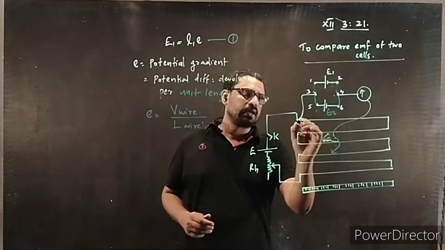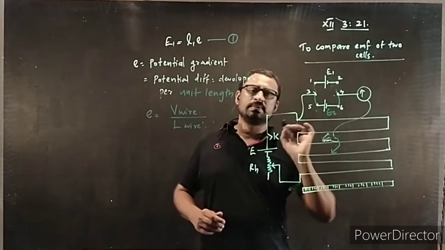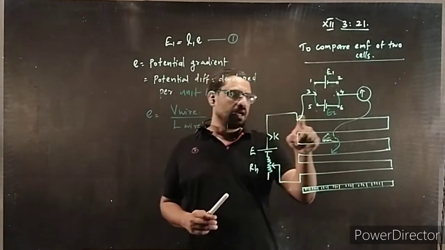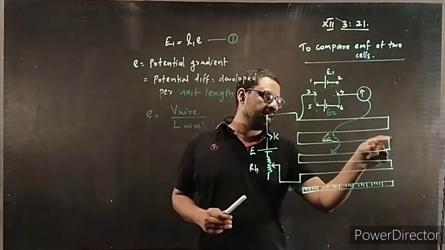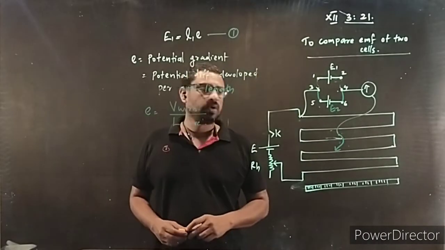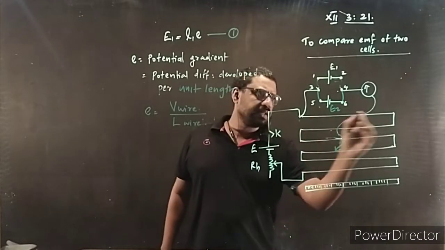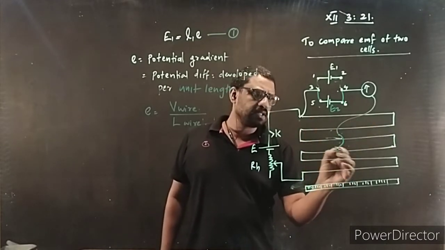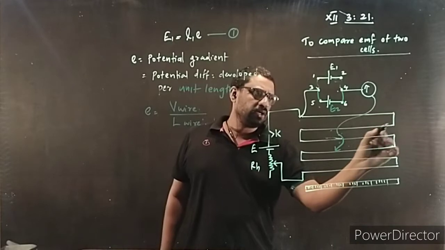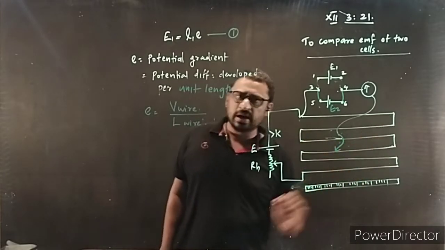So you can measure L2, like 100, 200, 300, 300 something. So we have to find the new balancing length L2. Let this much length, 100, 200, 300, 300 something, be equal to L2.